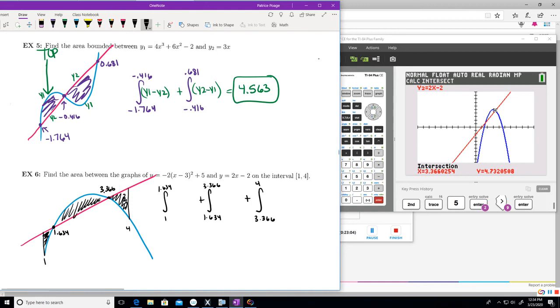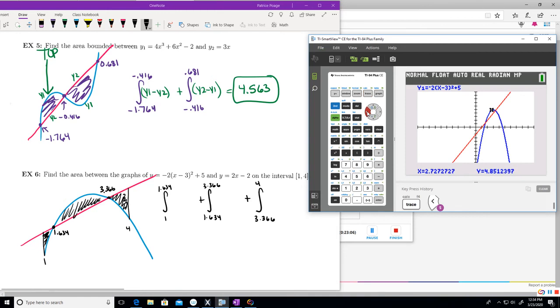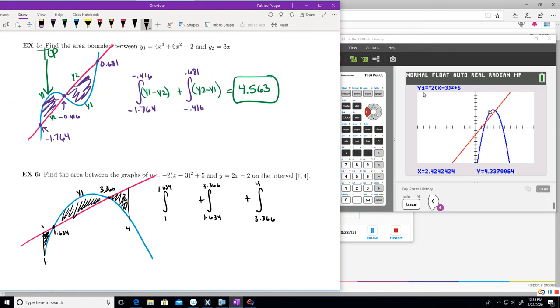So I'm going to hit trace and start moving. So I can see that that one right there, the curved one, is y1. So this is y1, which means that's y2, this y1, y1, y2. So coming from the top down on the area you're looking for, that first one, it's y2 minus y1. For this next one, it's y1 minus y2. And for the last one, it's y2 minus y1.